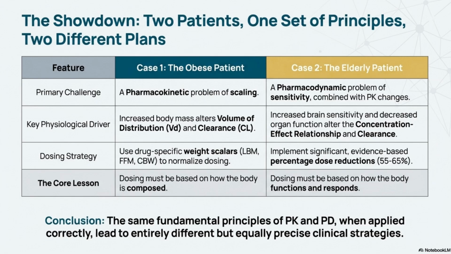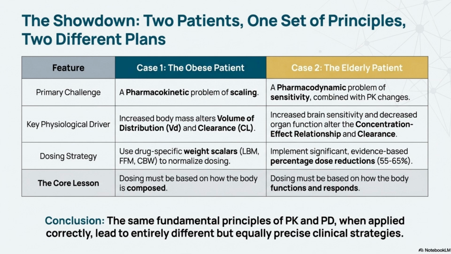Comparing these two cases really provides the ultimate synthesis, doesn't it? They are the opposite extremes of PK and PD influence. They are. The obese patient's challenge is primarily a scaling problem. It's a PK challenge. We're adjusting for VD and CL. The clinician is essentially solving complex compartmental math in real time. Whereas the elderly patient's challenge is fundamentally a sensitivity problem, a PD challenge, that's combined with a system slowdown. Exactly. The brain is more sensitive, and the capacity to clear the drug is diminished.